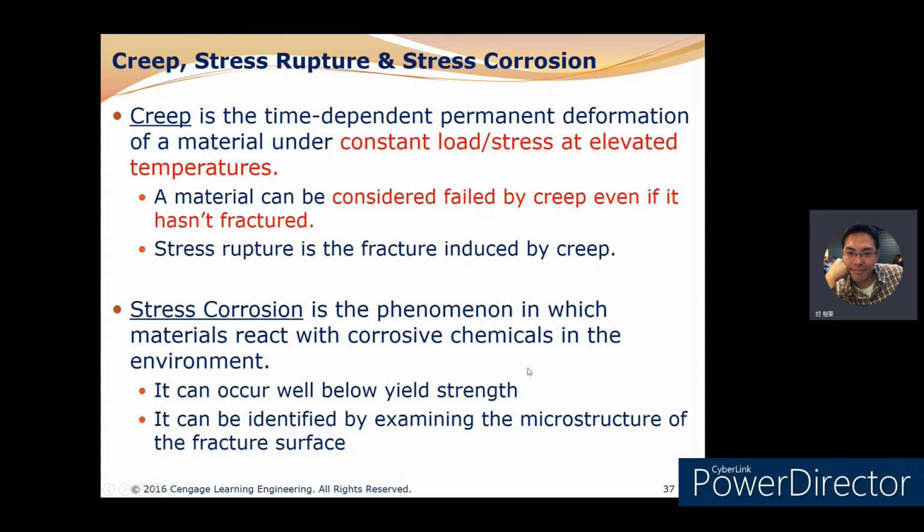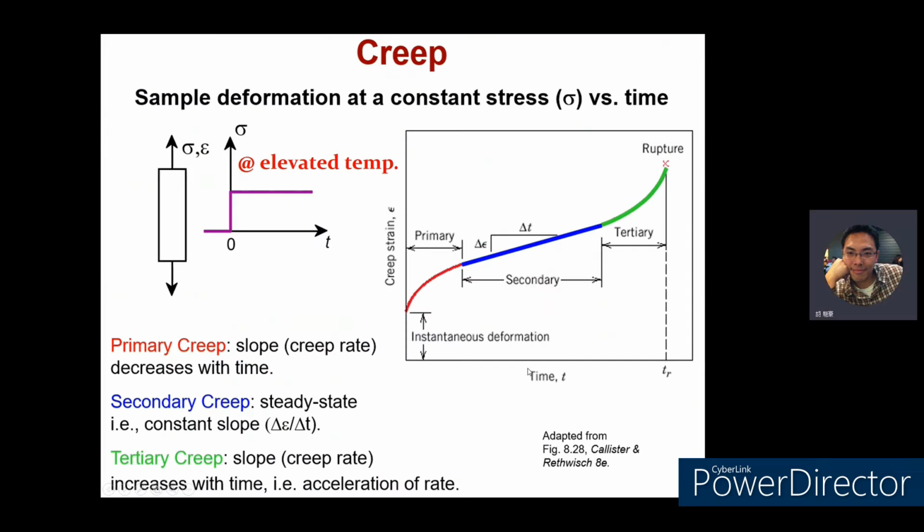And the second thing we have to be concerned about is stress corrosion. That is the phenomenon in which the materials react with corrosive chemistry in the environment. If this corrosion occurs, these components or parts might fail even if the applied stress is below the yield stress. And it can be identified by examining the microstructure of the fracture surface. Okay, so let's focus on the creep behavior.